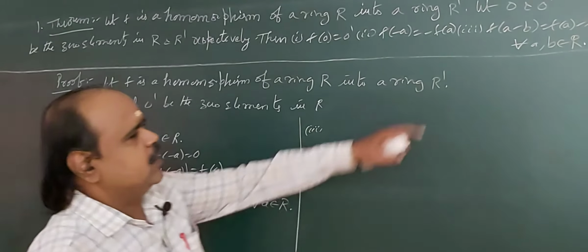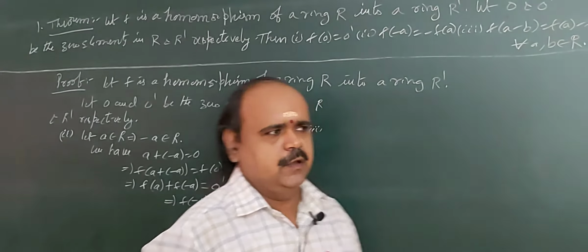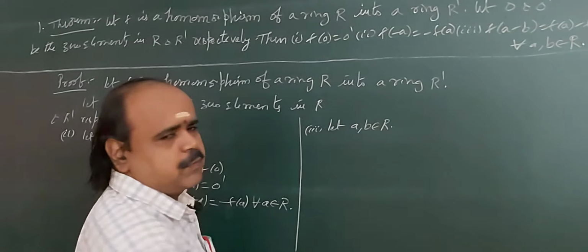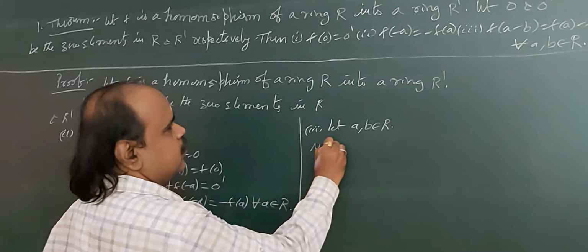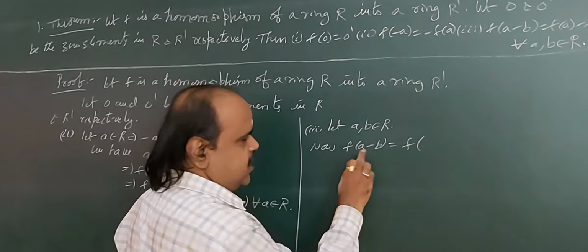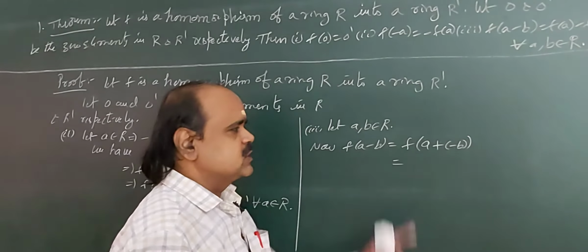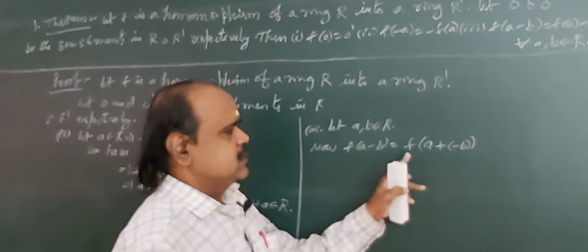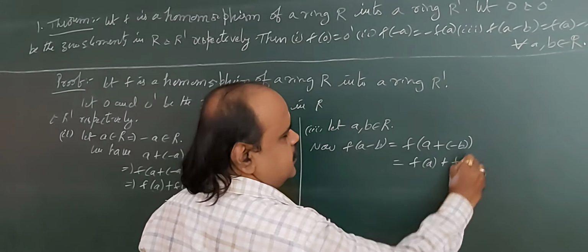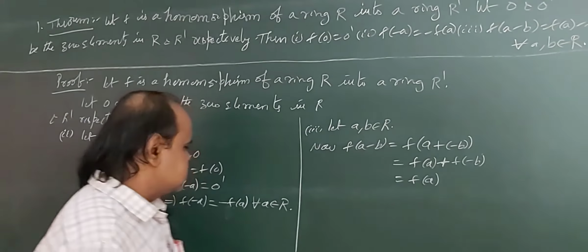What is it? f of a minus b equals f of a minus f of b for all a, b belongs to capital R. For that, let small a, b belong to capital R. Now, f of a minus b equals f of, write a minus b as a plus of minus b. Since f is a homomorphism, split it as f of a plus b equals f of a plus f of b. Just like that, we have f of a plus f of minus b. So that equals f of a, just as we proved in the second condition.